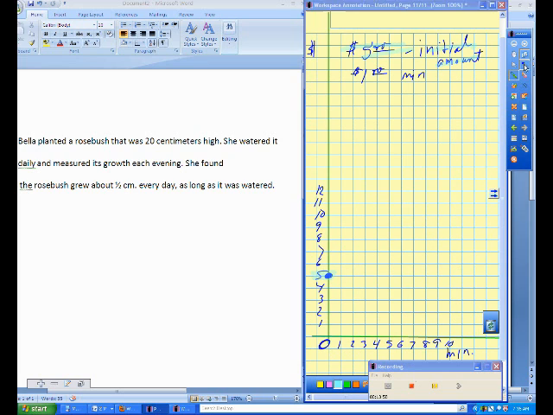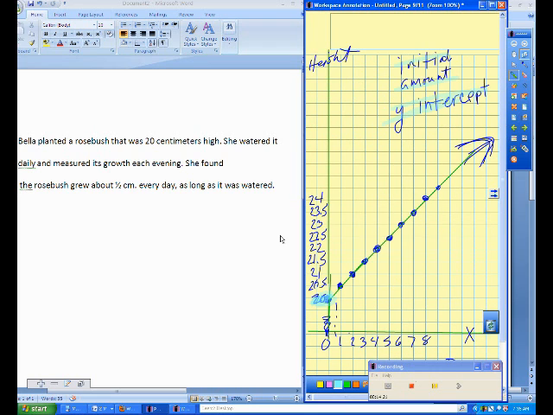Okay, that $5 is also called our y-intercept because it's actually where we hit the y-axis. So $5 is our initial amount, but the more mathy term for it is y-intercept. Okay, so let's go back to where we just were. All right, so our initial amount, our y-intercept here, is 20.